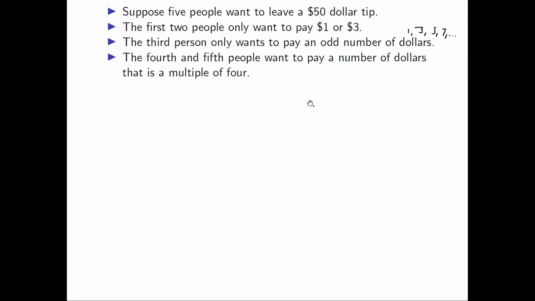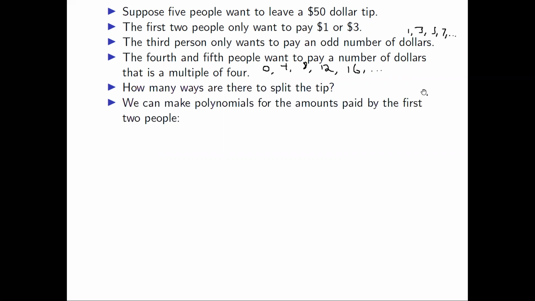And the 4th and 5th people have the same rule as each other. They want to pay some number of dollars that's a multiple of 4. So let's talk about what that means. For the number of dollars to be a multiple of 4, we're looking for $0, $4, $8, $12 would be okay, 16, and so on. Any multiple of 4. And similar question to the one we looked at with the candies. How many ways are there to split the tip?